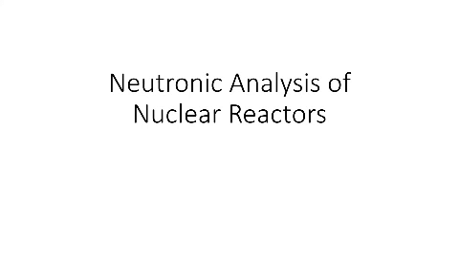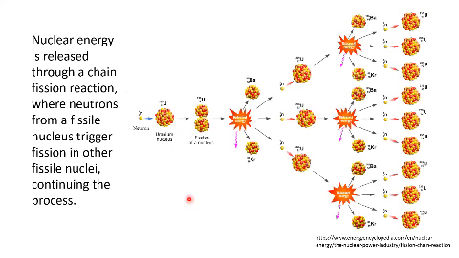In this video, we will explain in general about neutronic analysis in nuclear reactors. This is the diagram of chain fission reaction. As we know, nuclear energy is released through a chain fission reaction where a neutron from a fissile nucleus triggers fission in other fissile nuclei, continuing the process.